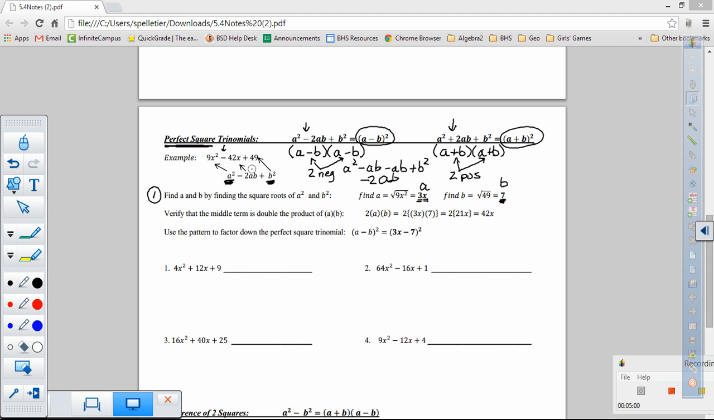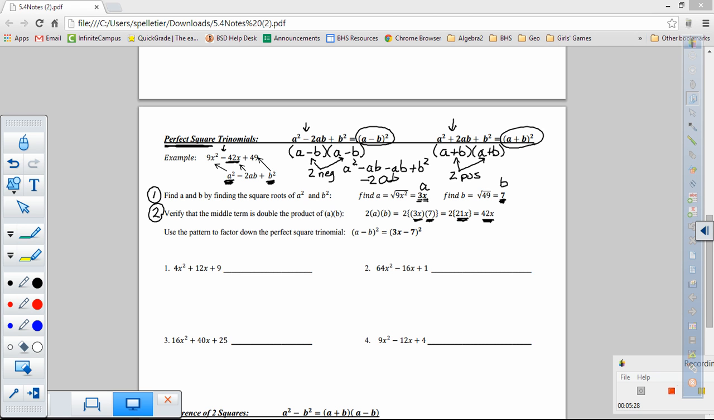Okay? So you're undoing the perfect squares, and then the middle term, you're just going to verify that in fact that is double the product of what a times b is. So 2ab, if a is 3x and b is 7, and I multiplied them together, I would get 21x. And then if I doubled that, I would get 42x. So my middle term, which says 42x, is in fact 2 times ab.